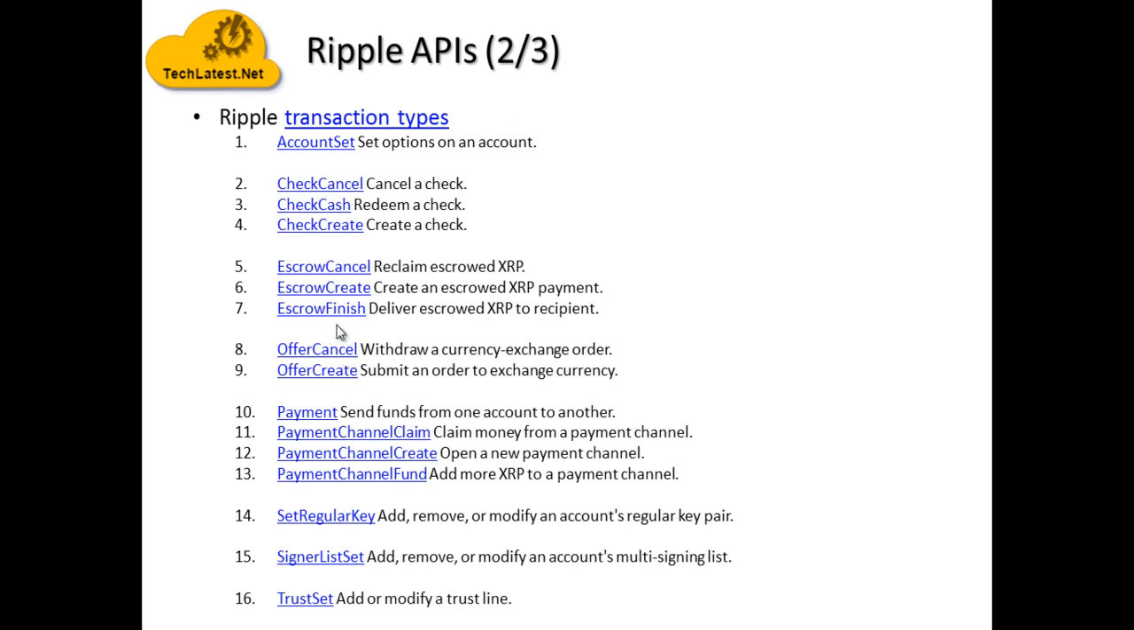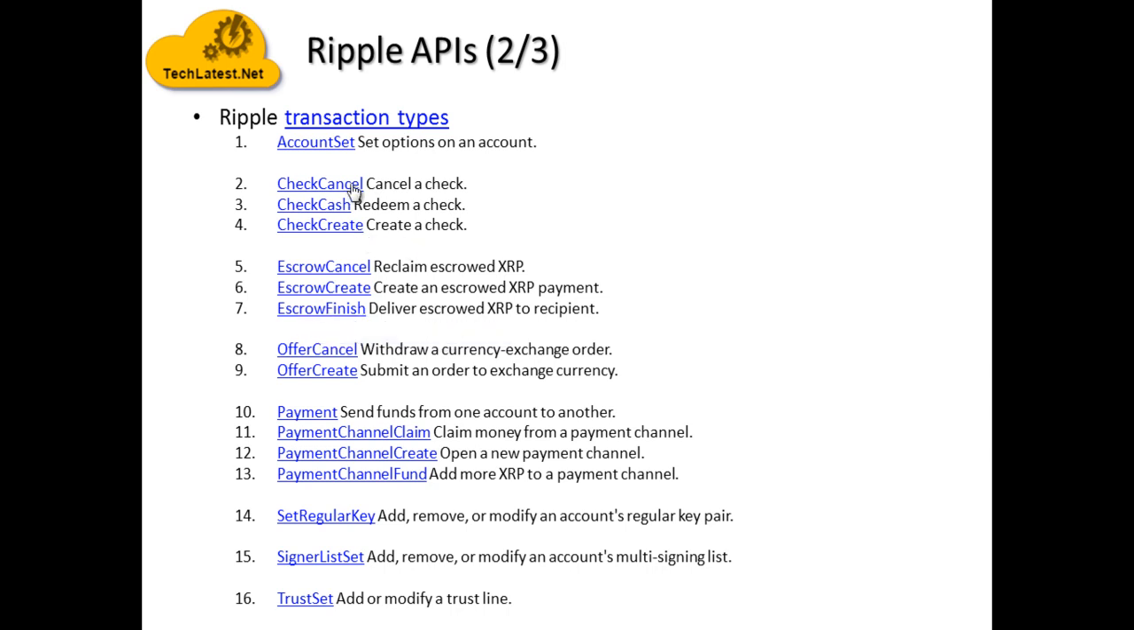Similar to check, there is an escrow facility. Like in the traditional banking system, you have escrow, wherein instead of two parties, you have three parties involved. In the traditional scenario, you have the sender and the receiver, and then there is the middleman, which will act as the escrow. In that scenario, the sender will deposit the money over there, and then the receiver can get the money from the escrow after certain conditions are met. So the same scenario can be applied in the Ripple network as well.